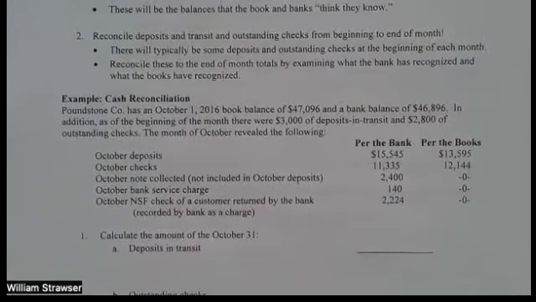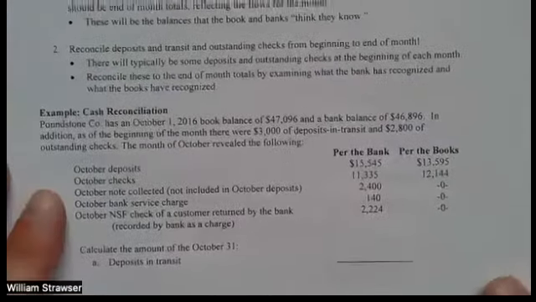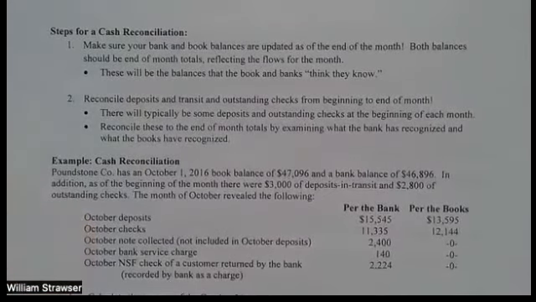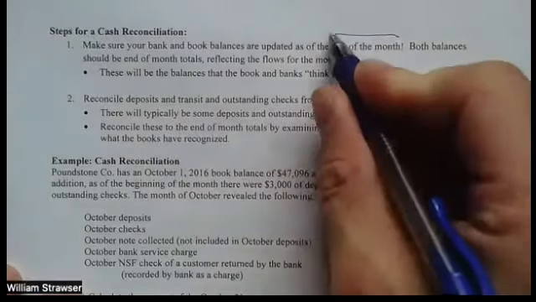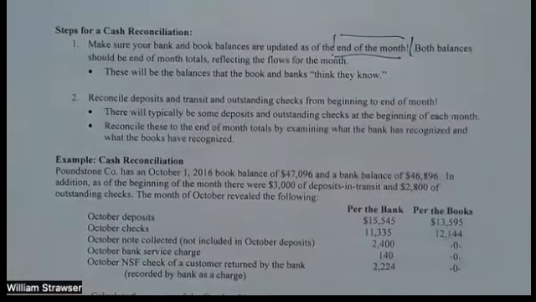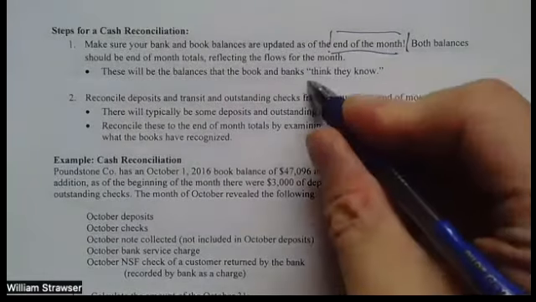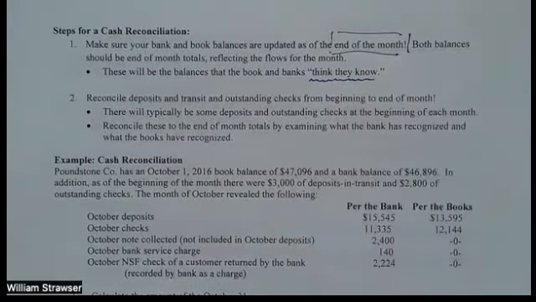A couple of things to know for a reconciliation. Make sure that both the bank and the book are at the end of the month, right? It should reflect all the flows. And again, this corresponds to that column of information, the stuff that we think we know, right?